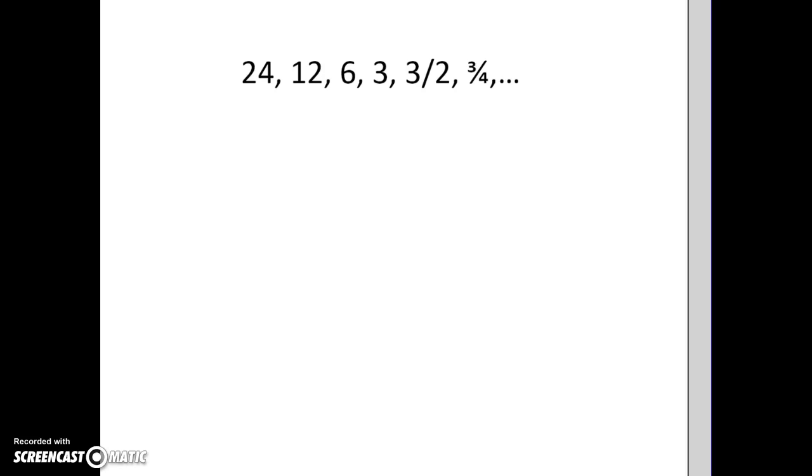So if I think of this algebraically, 24 times what number would equal 12? Well, I would undo the multiplication. And I know that if I simplify my fraction, 12 over 24 is equal to 1 half. So we have our common ratio of 1 half. If we multiply 24 by 1 half, we do get 12.